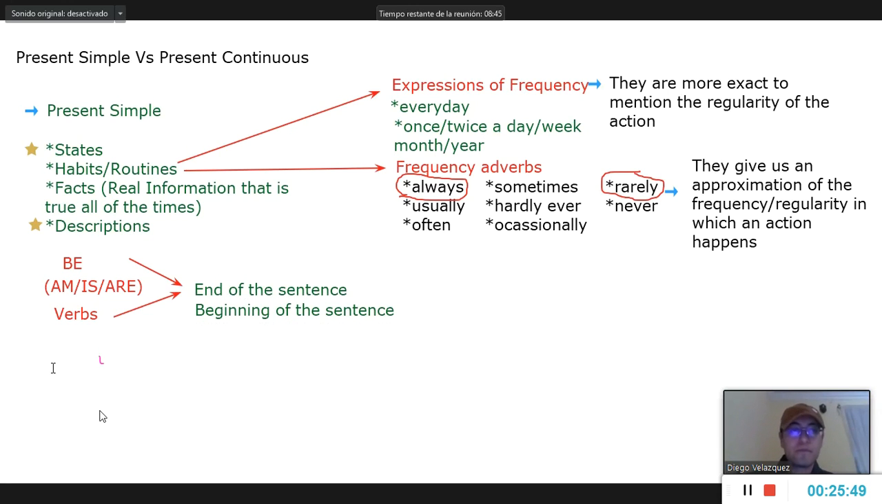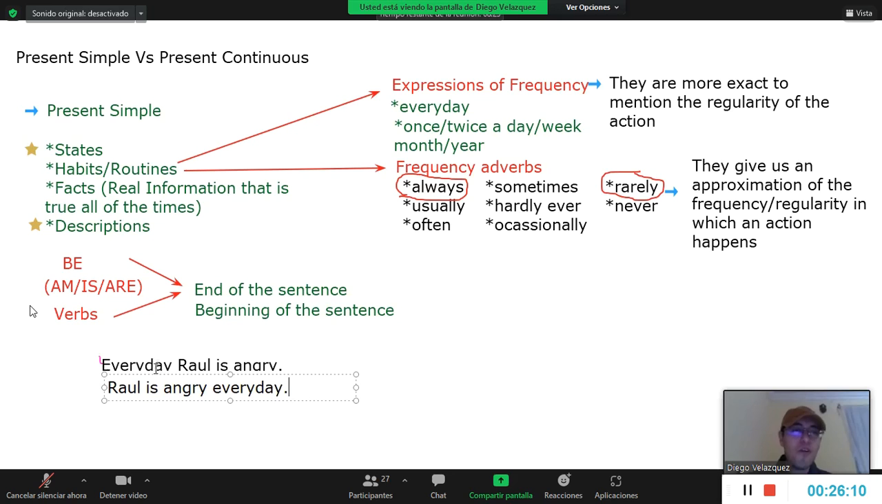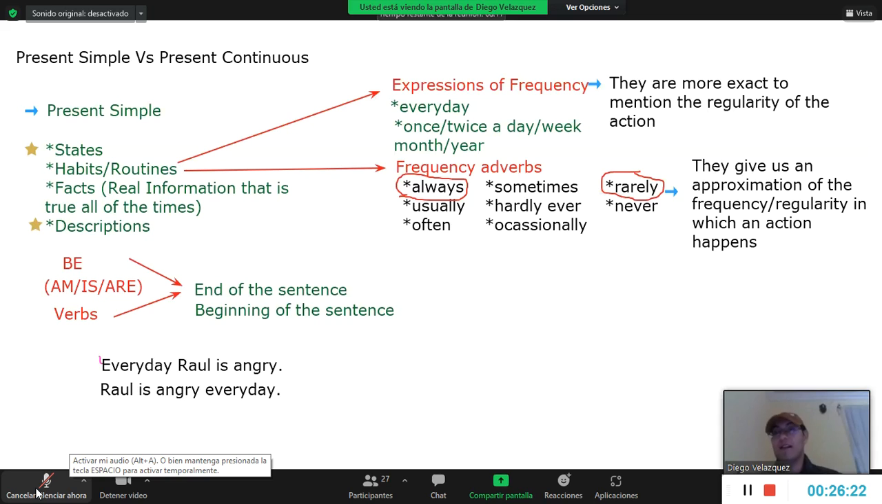For example, every day, Raul is angry. Okay, poor Raul, he's going to hate me. Or I can say, my friends, Raul is angry every day. Okay, today, tomorrow, that is the routine of Raul in this sentence, okay?